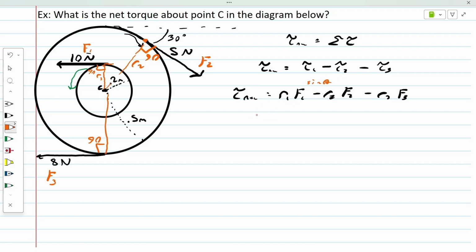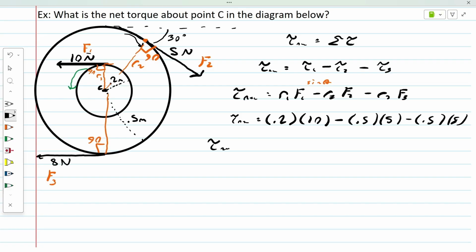And so now we need to determine our radiuses, which should be pretty simple. Radius 1 for this force right here is just this inner circle, which says 0.2. So we'll plug that in, and force 1 gives us 10 newtons, minus radius 2, which is this outer circle, which is 0.5. So we have 0.5, force 2, which right here is 5 newtons, and then radius 3, which is also 0.5, is 8 newtons. And so if we plug this in to get our net torque, we just get a negative 4.5 newton meters.